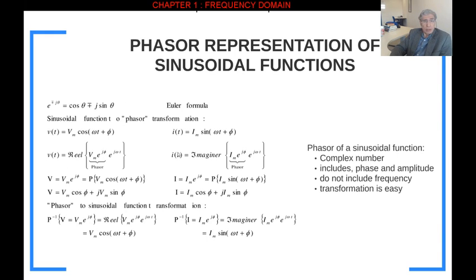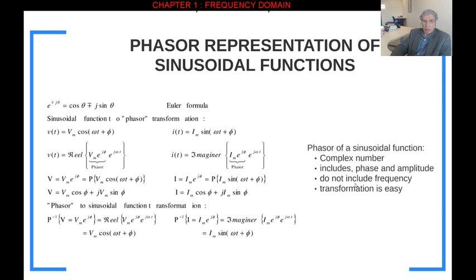Similarly, we could consider a sinusoidal function, not cosine but sine, and then you take the imaginary part of it rather than the real part. So if our source is in cosine form, you take the real part at the end. If it is in sine form, you take the imaginary part of it. So the conclusion: the phasor of a sinusoidal function is a complex number. This is a complex number.